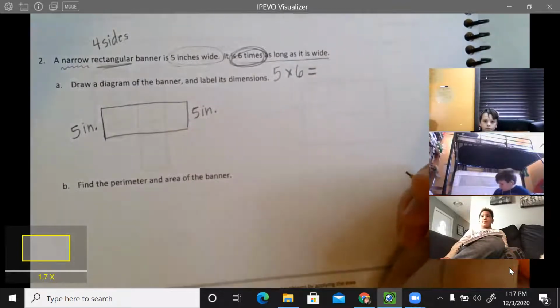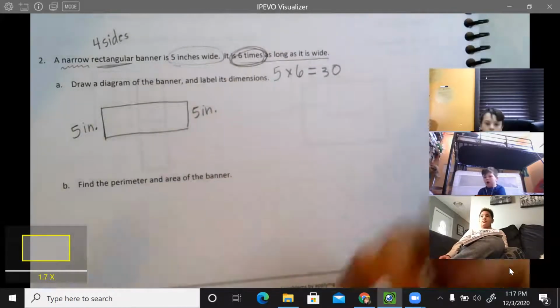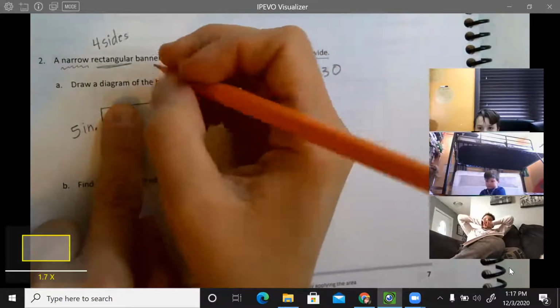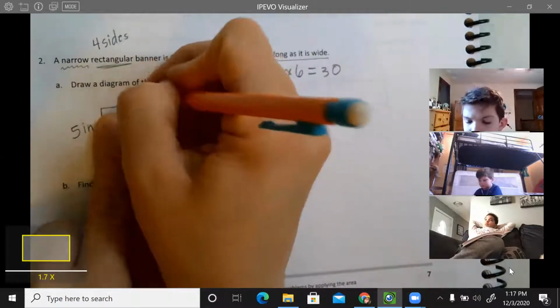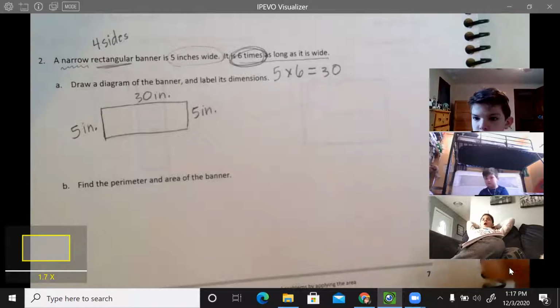Hunter, 5 times 6. 30. So Hunter, what would I label this side? 30 IN and then put a period. What does IN period stand for? Inches. Hunter, can I label anything else on my rectangle?